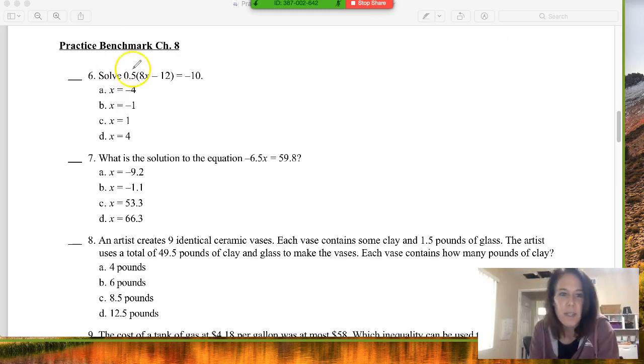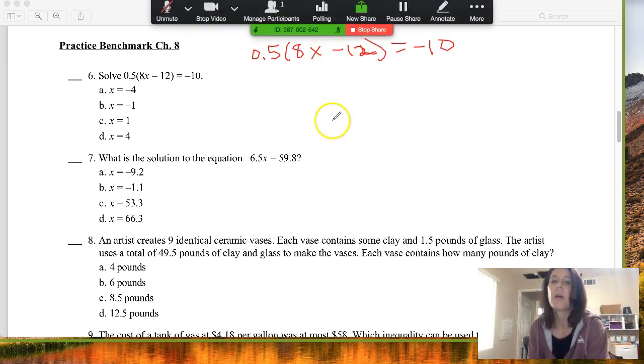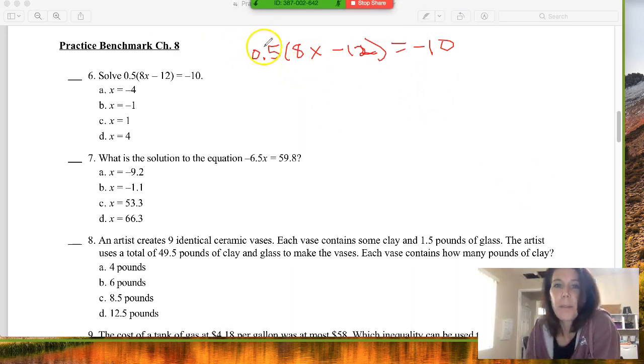Okay, guys, so number 6, I got to solve this guy. So let's go ahead and take it right here. I have 0.5 times 8x minus 12 equals negative 10, and I'm sorry for that ugly 2. Okay. First thing I got to do is get rid of my parentheses, use distributive property. So I'm going to distribute 0.5 times 8x. Well, 0.5 is a half, so half of 8 is 4x. And then 0.5 times negative 12, 0.5 is a half, so that will be negative 6. And that equals negative 10.